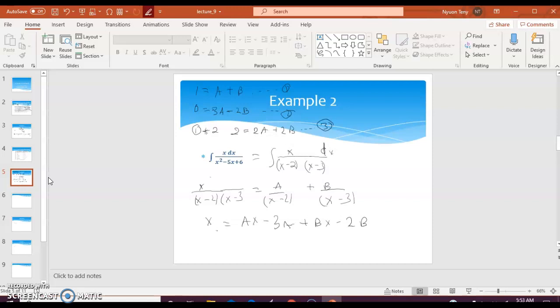So then we are going to sum up. We're going to have 2 on this side equals negative A. So then A is equal to negative 2, and we're going to have B equals 3.